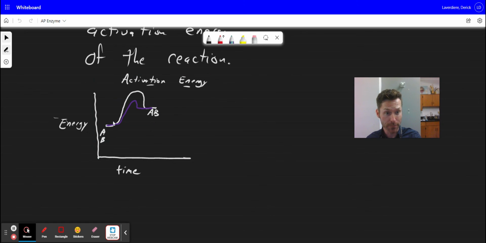By adding an enzyme, okay, we actually reduce the amount of energy needed, okay, to make that happen. And by reducing the amount of energy we need to make that happen, we reduce the time it takes for that reaction to occur. And that's how enzymes speed up reactions.